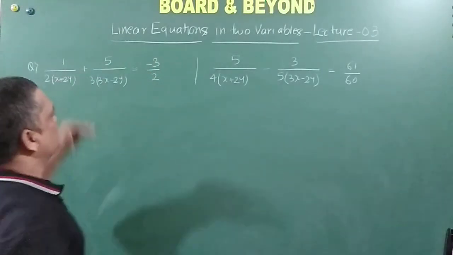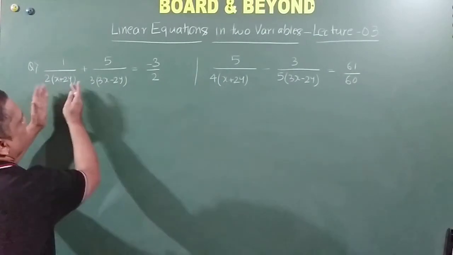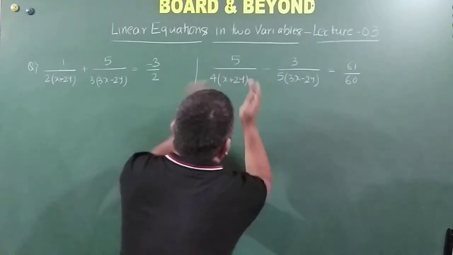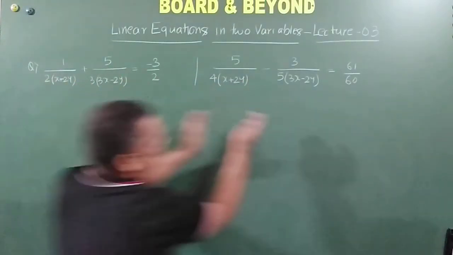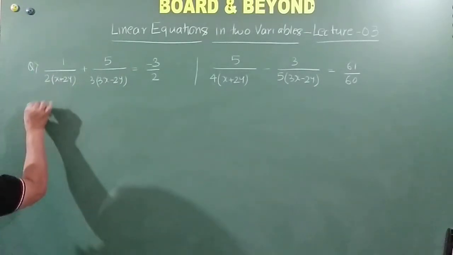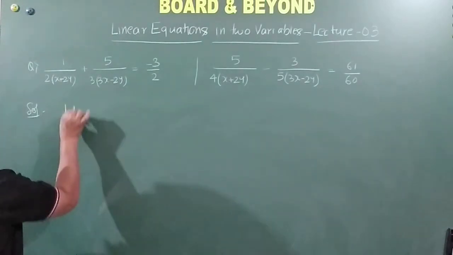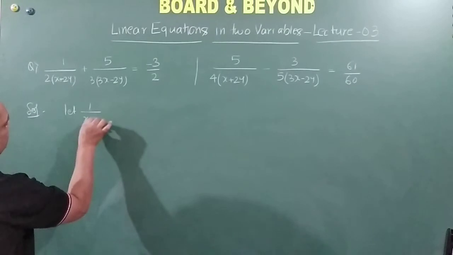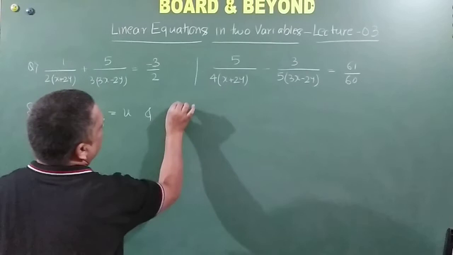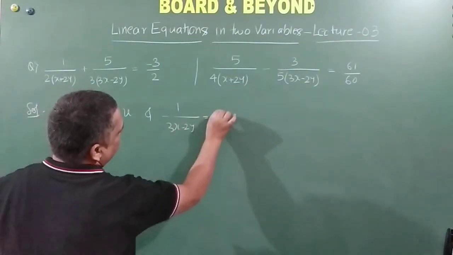Okay, friends. So this is the next question that we have selected here. Again see, friends, the variables are there in the denominator and it is x plus y, x plus 2y here also and x plus 2y here also, 3x minus 2y here also and 3x minus 2y here also. So what we will do is, as earlier, we will assume it. Let 1 by x plus 2y is equal to u and 1 divided by 3x minus 2y is equal to v, right?